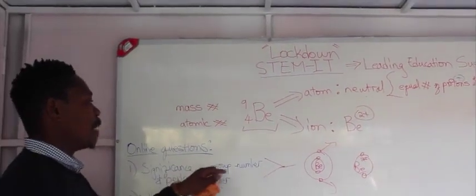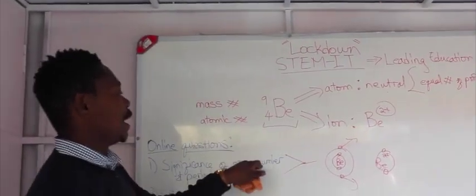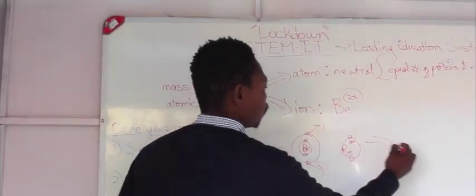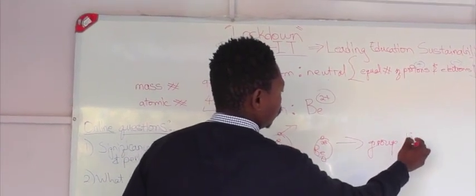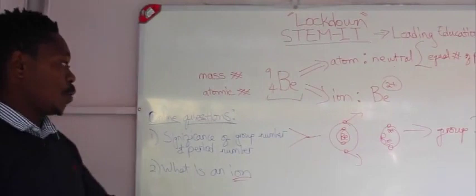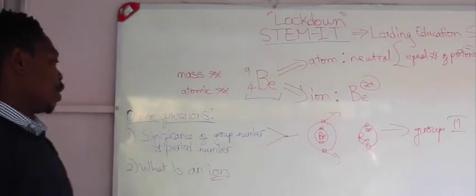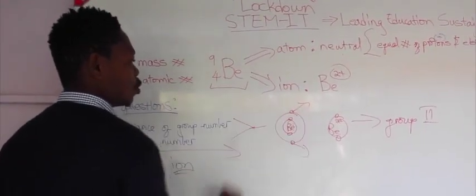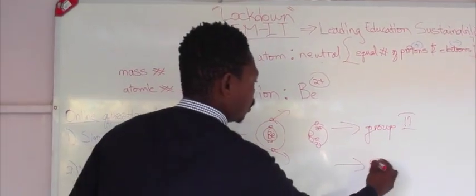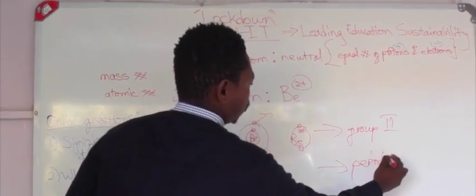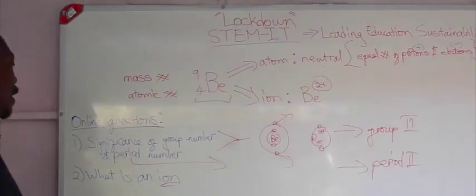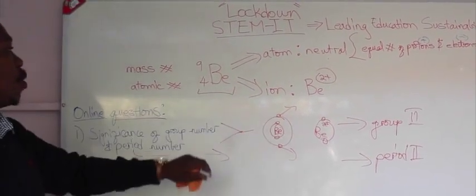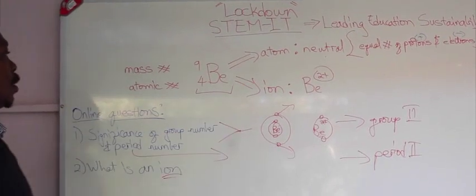That is to say, the group number indicates how many electrons an atom of an element has in the outermost shell. So this one will be in group 2. That simply says it has 2 electrons in its outermost shell. Now the period indicates the number of shells. 1, 2. Then it will be in period 2. That is basically how we correlate the periodic table to the structure of an atom and what kind of ion it will be.